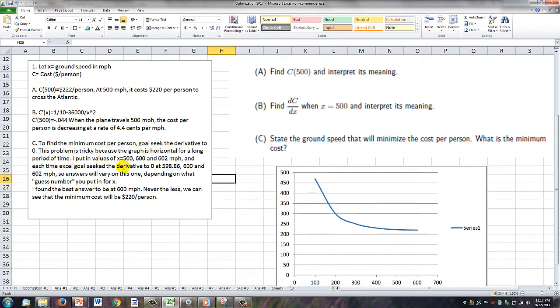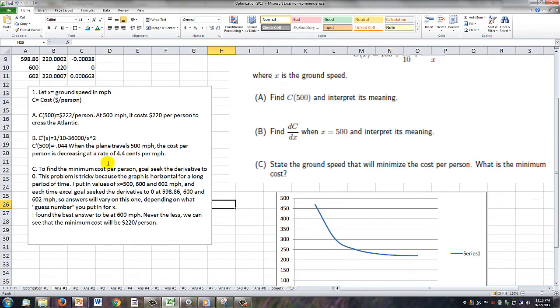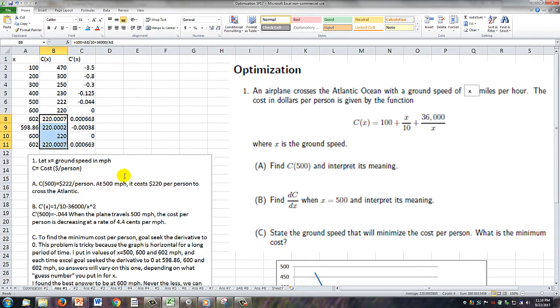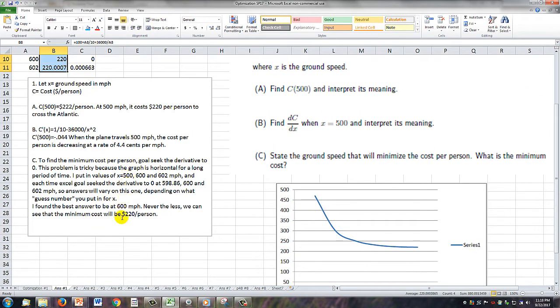I put in guess values of 500, 600, and 602 miles per hour, and each time Excel goal seeked the derivative to 0 at 598.86 or 600 or 602 miles per hour. So answers will vary on this one, but the best answer is 600 miles per hour. That's what you would get if you were to do it algebraically. And then notice that the cost per person is right on $220 per person each time.